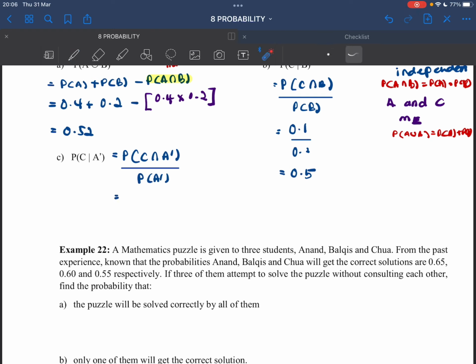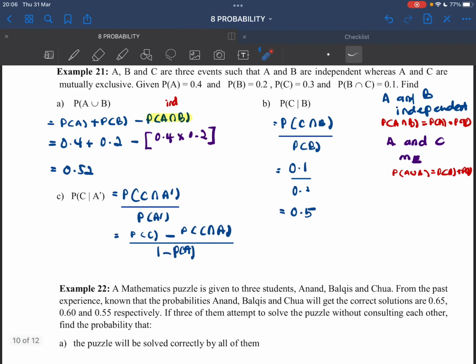So this one here, how are we going to find this? P(C intersect A prime) by using the formula P(C) minus P(C intersect A). This is for C only occurs, so you have to use the formula P(C) minus P(C intersect A), over P(A prime), which is 1 minus P(A). From the question we have P(C), and P(A) here is 0.4. So how about this one, P(C intersect A)?